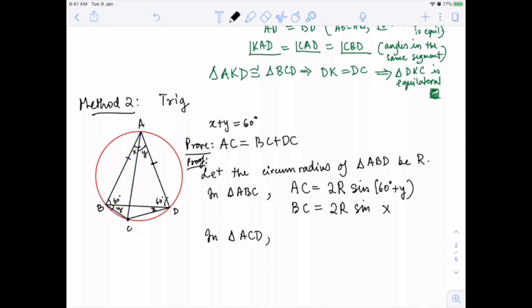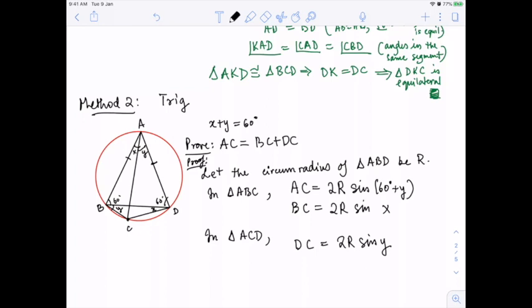In triangle ACD, on the other hand, we can calculate what is DC. DC is 2r sine y. Okay, because the circumradius is the same for both the triangles, and in fact the circle itself is the same, and DC is 2r sine y.